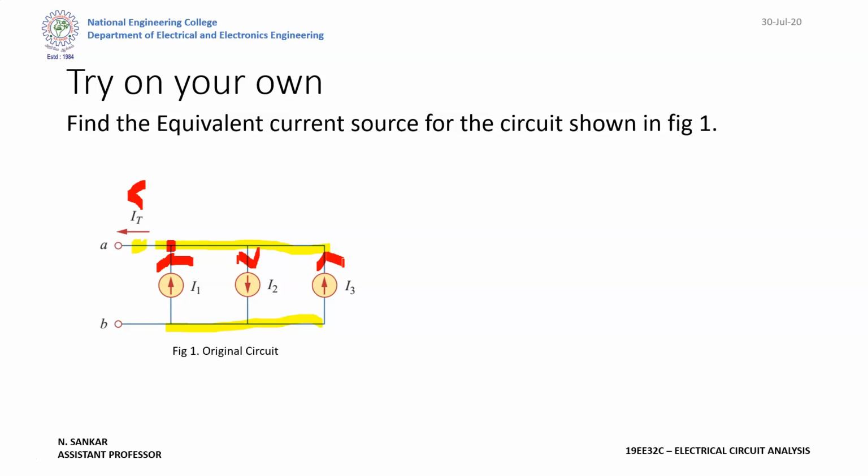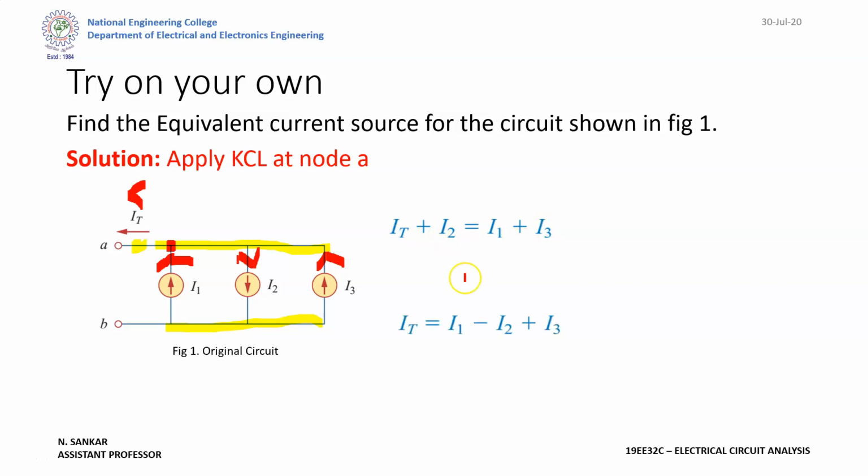So if you apply Kirchhoff's current law, then the formula will be I1 plus I3 minus I2 minus IT is equal to 0. Or simply, leaving current is equal to incoming current. So IT and I2 are outgoing or leaving currents, I1 and I3 are incoming currents. Or simply you can write IT, that is total current, is equal to I1 minus I2 plus I3. Minus I2 is because it is leaving the node. So this is a basic concept.